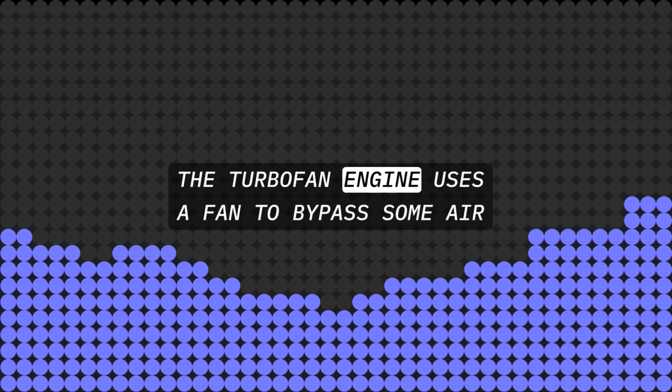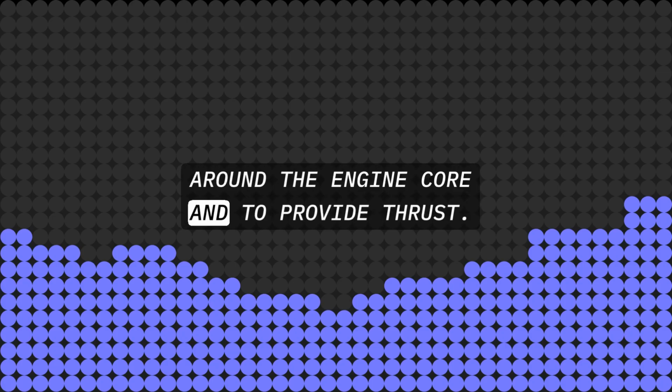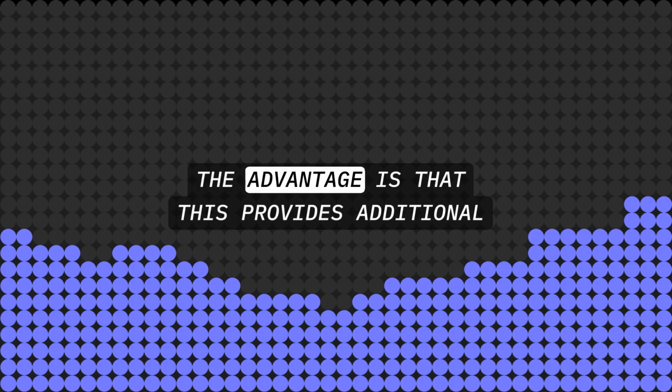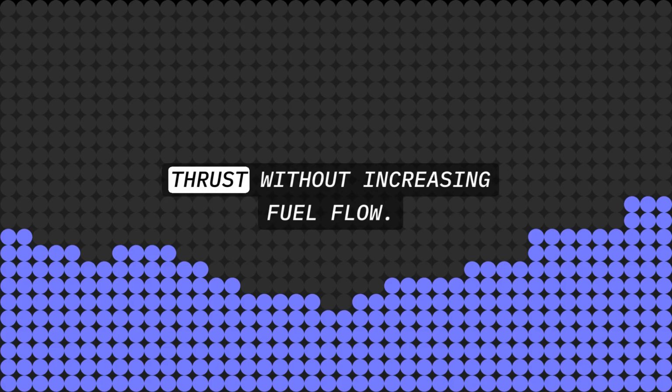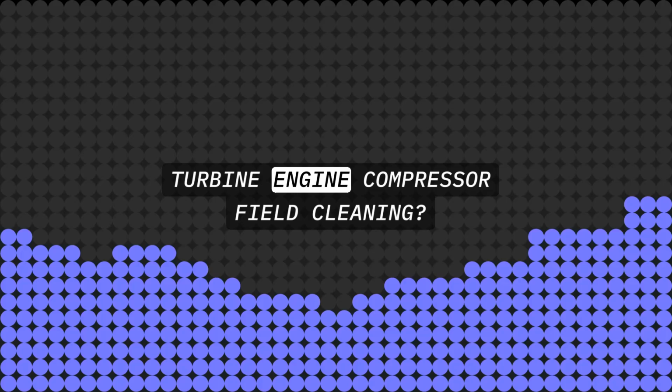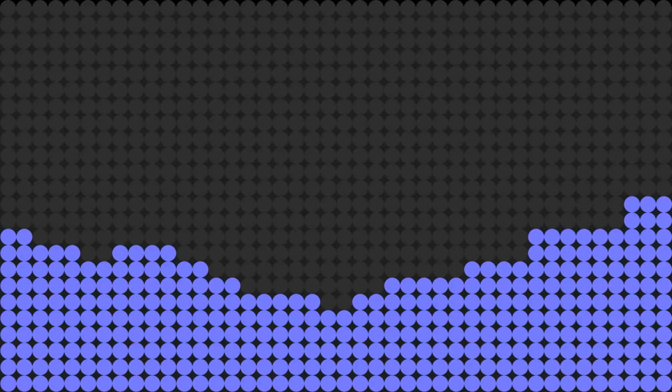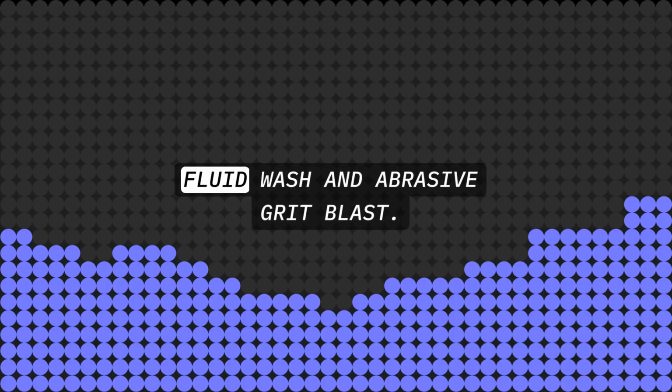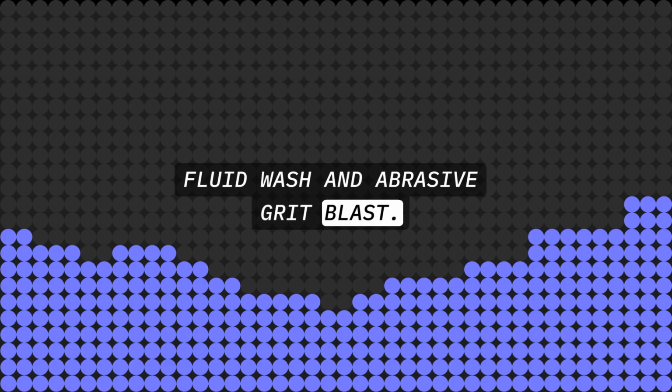A turbofan engine uses a fan to bypass some air around the engine core and to provide thrust. The advantage is that this provides additional thrust without increasing fuel flow. What methods are commonly used to accomplish turbine engine compressor cleaning? Fluid wash and abrasive grit blast.